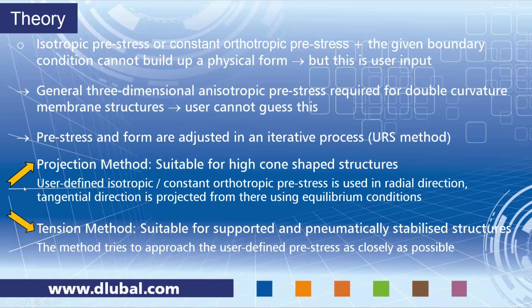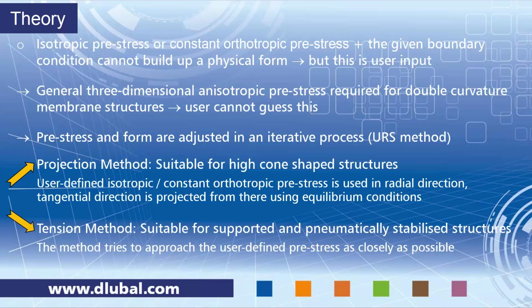So we have two different methods implemented into RFEM. You have the projection method. This is suitable for high cone-shaped structures. Here, the user-defined isotropic or constant orthotropic prestress is used in radial direction, which in the case of a cone-shaped structure means at the bottom of the cone. And then in the tangent direction, it is projected, and for the calculation, the equilibrium conditions are used.